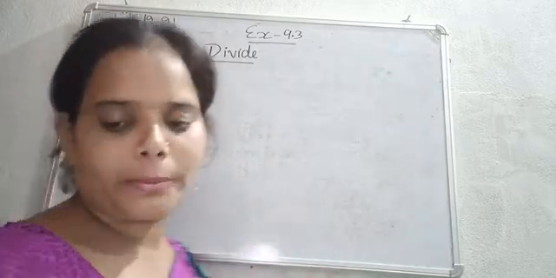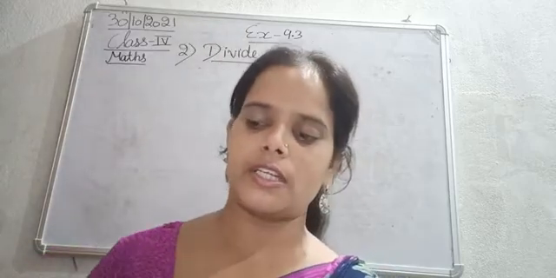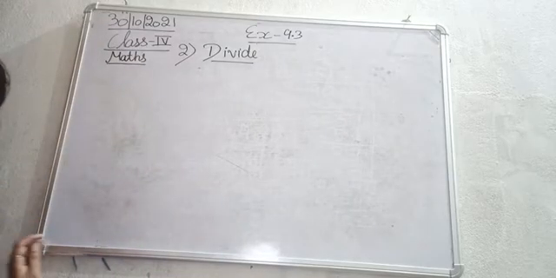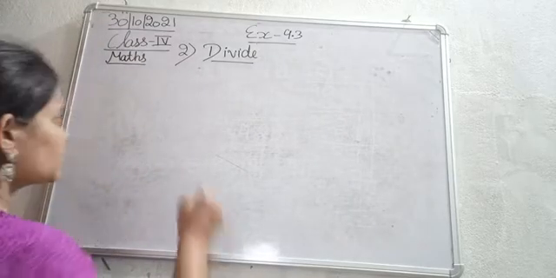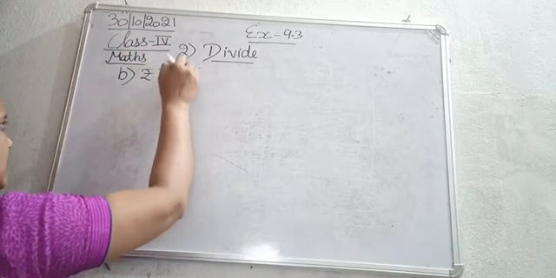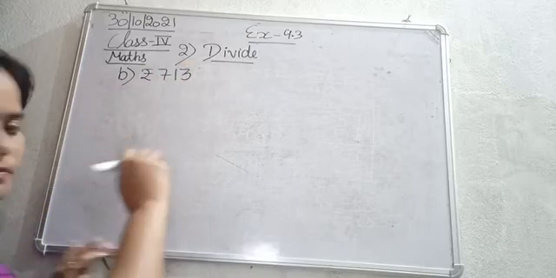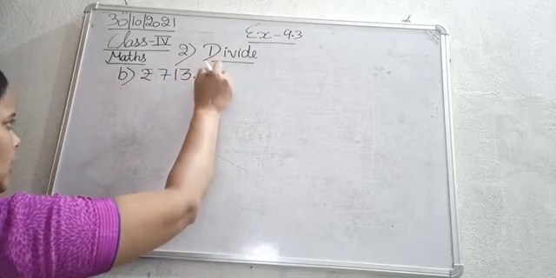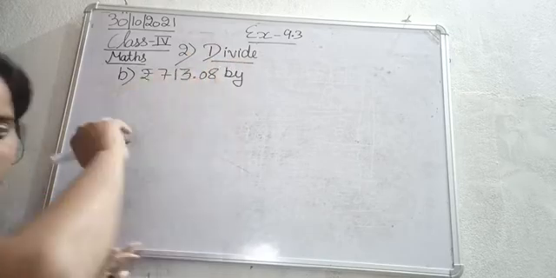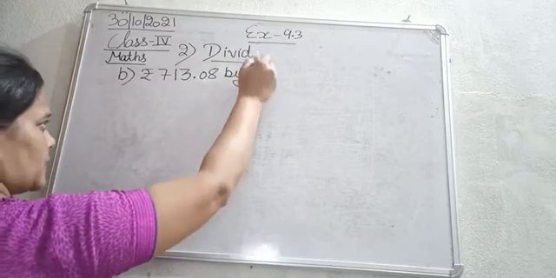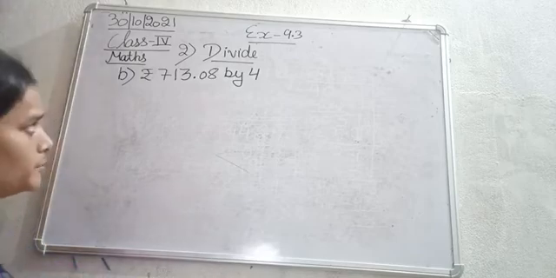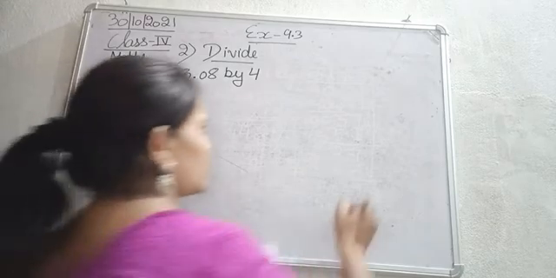So again, in the B part, we need to divide 713 rupees 8 paise by 4. So in the B part, divide 713 rupees 8 paise by 4. So we need to divide it. So let's divide them. Okay, so we will do the division here.